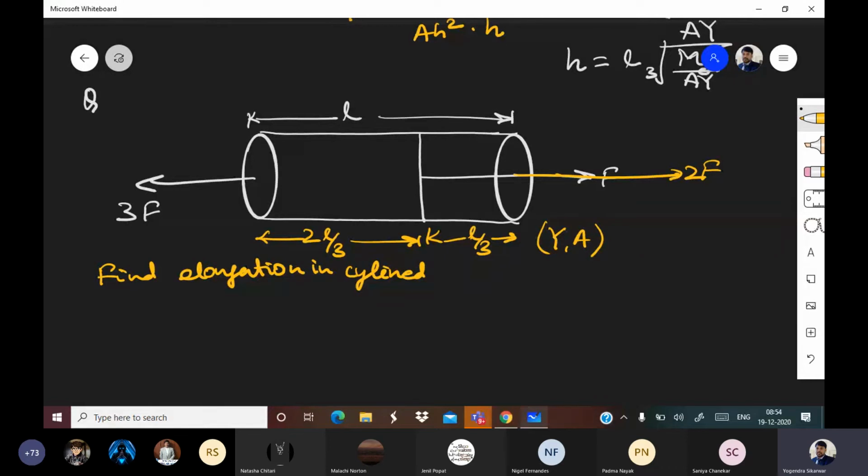Okay, I hope you understood. The 3F force is in the left direction. The 2F force is in the right direction. The F force is acting in the right direction but not at the end. It is acting in between, at this point. So how much will be the total elongation in the cylinder? You need to find out. Please find, everyone.